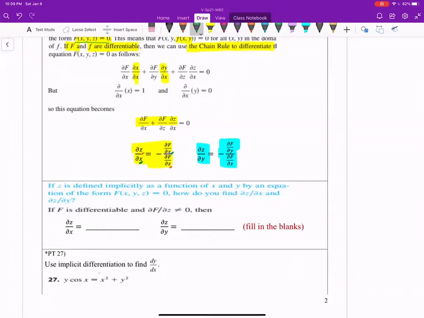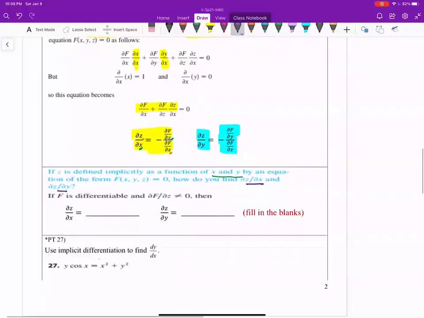If z is defined implicitly as a function of x and y by an equation of the form F of x, y, z equal to 0, how do you find dou z by dou x and dou z by dou y? In other words, how do you find the partial derivative of z with respect to x and the partial derivative of z with respect to y? This is just the implicit function theorem.